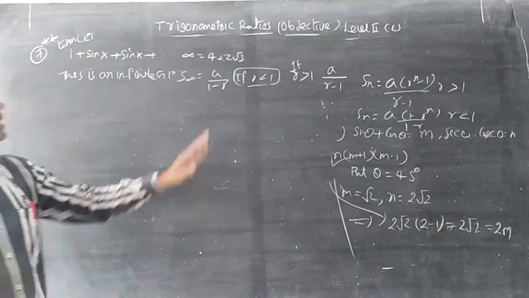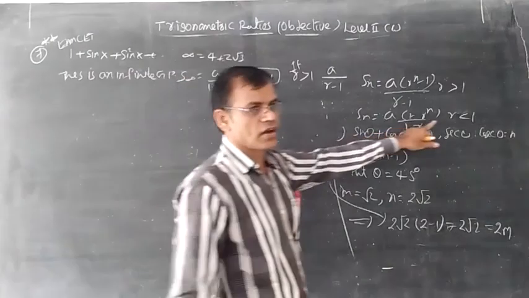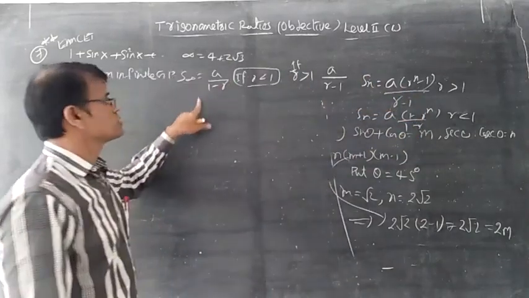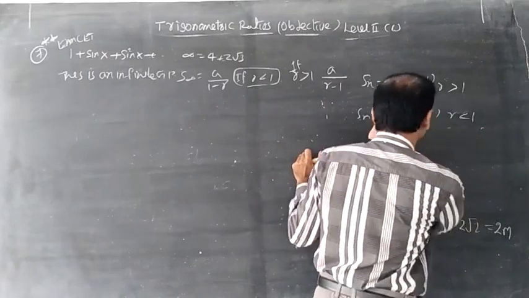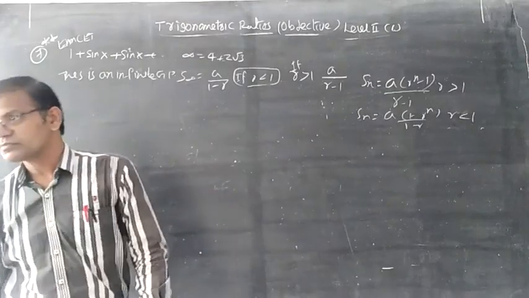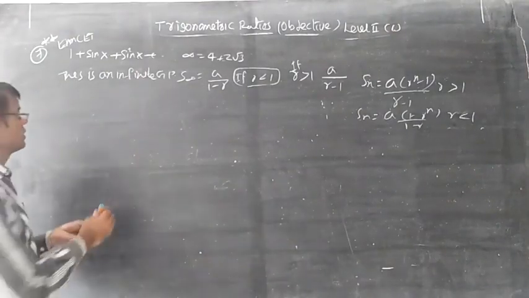Now remember the formula: Sn is equal to a into (1 minus r power n) by (1 minus r) whenever r is less than 1, and the other formula when r is greater than 1. For infinite terms, S infinity is a by 1 minus r. Sir, why did you write a by 1 minus r? Why should you not write a by r minus 1? You can ask the doubt.